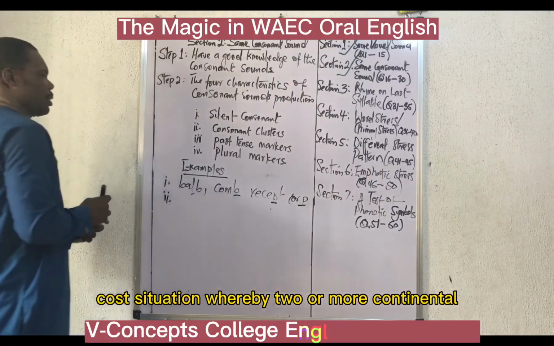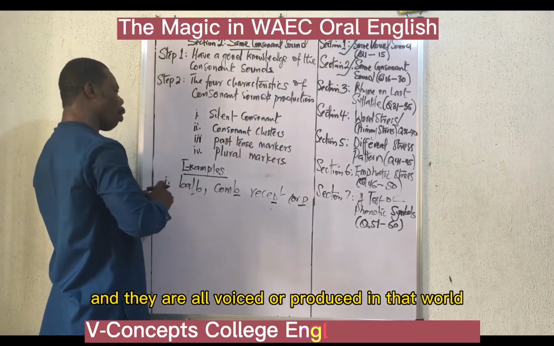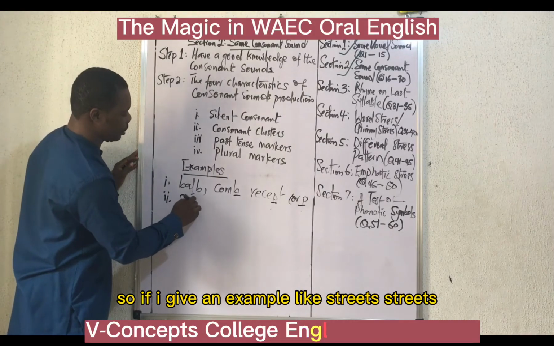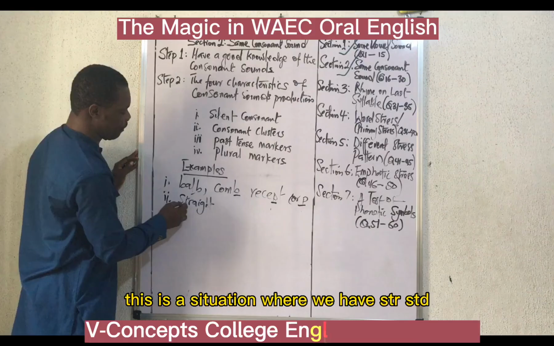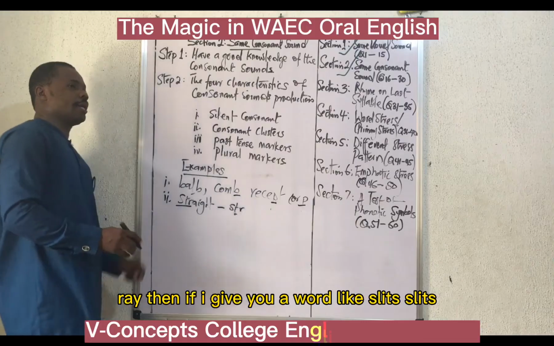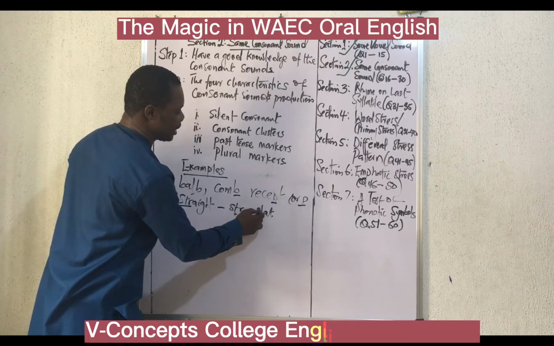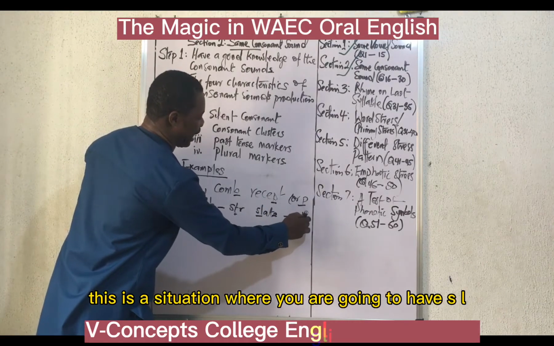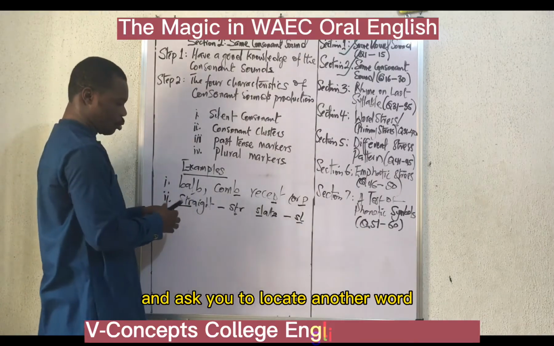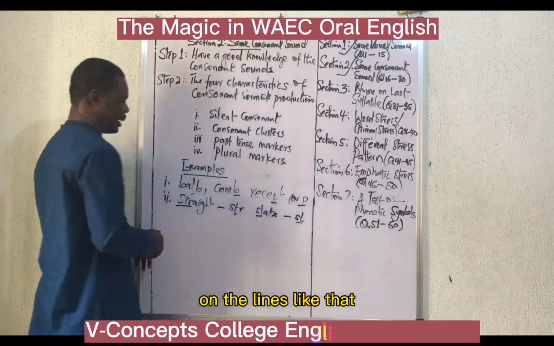What are consonant clusters? A situation whereby 2 or more consonants occur successively together and they are all voiced or produced in that word. If I give an example like straight, this is a situation whereby you have str, st-ray. Then if I give you a word like slate, this is a situation where you are going to have an SL cluster. So they can give you, underlined in a word, 3 letters like this and ask you to locate another word that has corresponding 3 letters underlined like that.